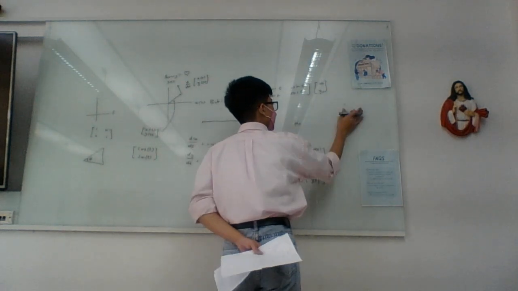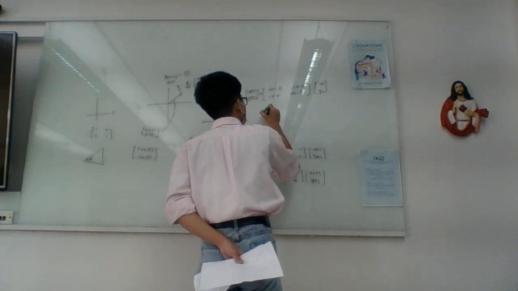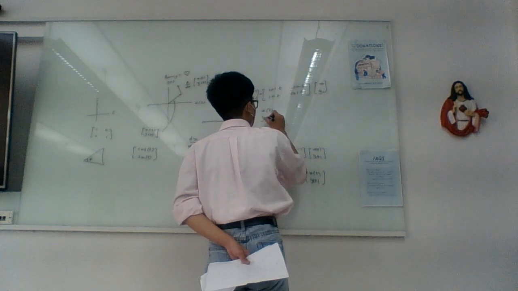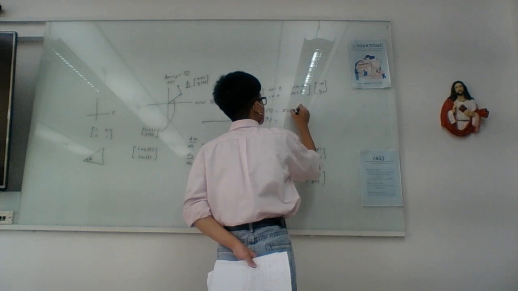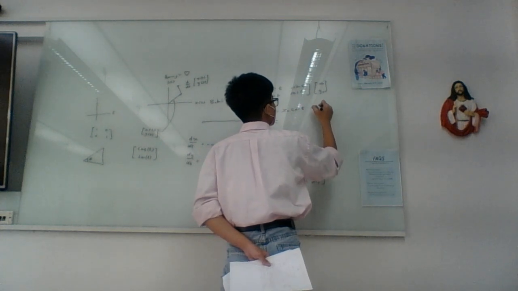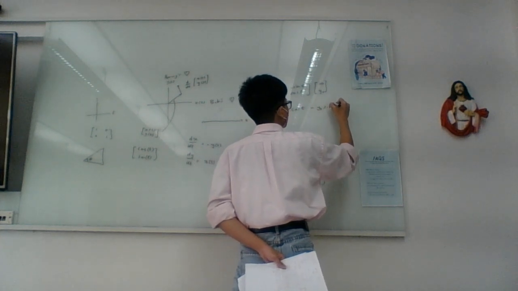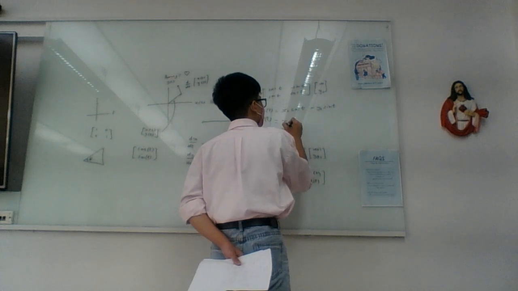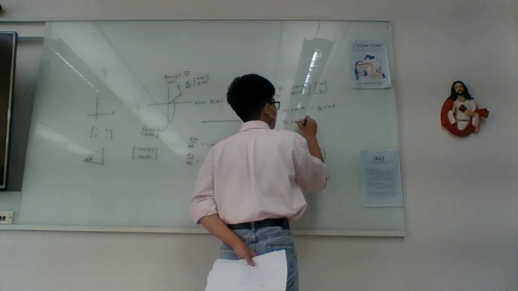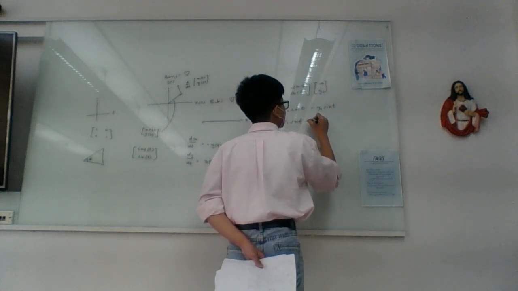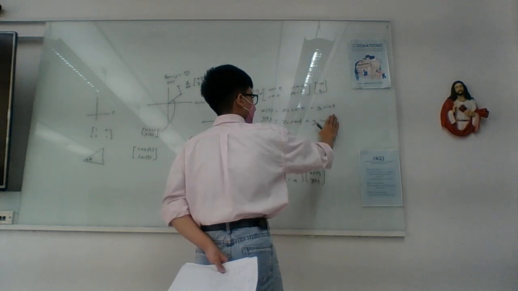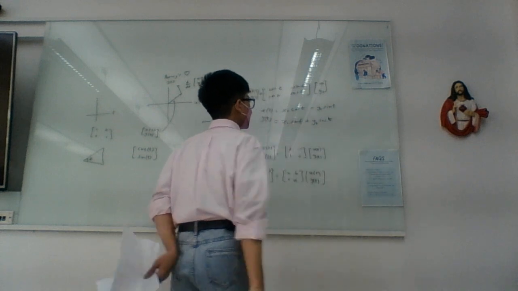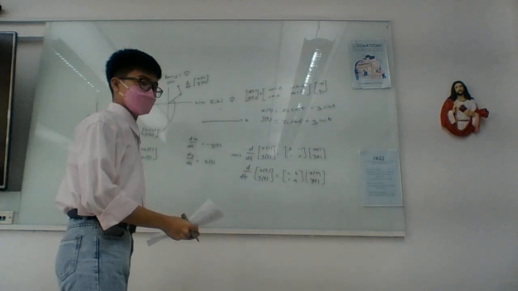So the actual solution is x of t, y of t is equal to x naught cosine of t minus y naught sine of t, and then x naught sine of t plus y naught cosine of t. So I'm just going to remove it. So that is the general solution to our problem.